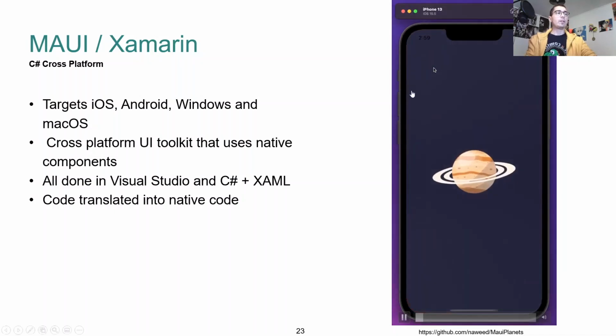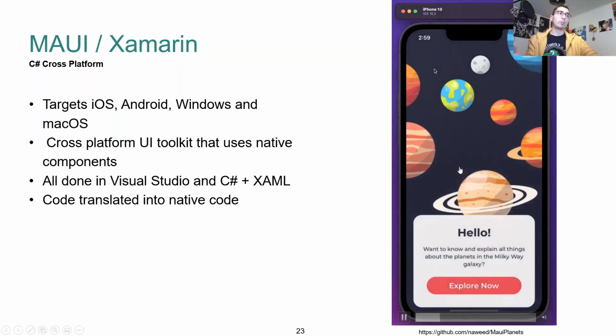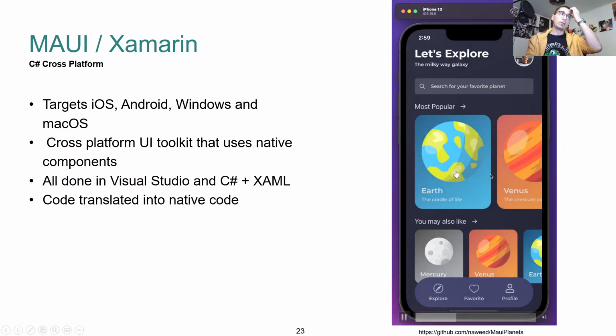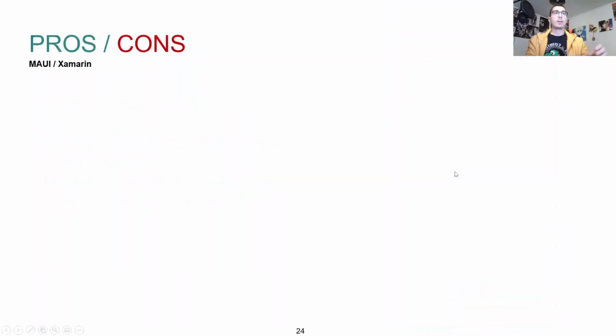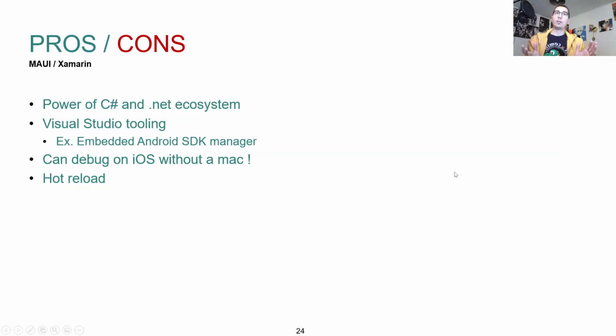And you see this app is developed using MAUI, and that's a very beautiful, very clean app. So you can make great stuff with this framework. To summarize, one of the biggest advantages for me for MAUI is that you harness the power of C# and the .NET ecosystem. You also have the advantages of Visual Studio tooling, and you can debug on iOS without a Mac. That's really great. Of course, you need the Mac for production.